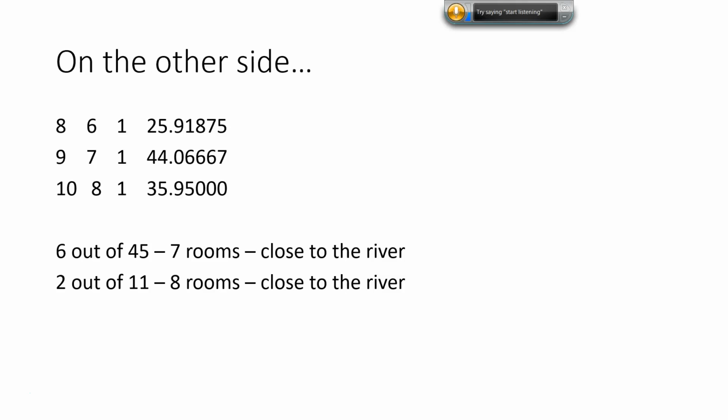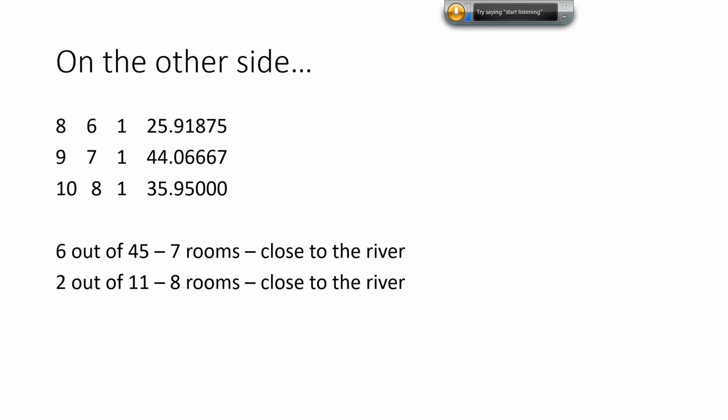On the other side, we have something that is kind of silly as well, and that is that we have houses that are close to the river. The 6-room houses are 25,918. 7-room houses are 44,06667, and the 8-room houses are 35,950. So this deserves to be dug into a little bit more. If you look at the data set, you see that 6 out of 45 7-room homes that are close to the Charles River are actually kind of high priced. They're kind of up in that range.